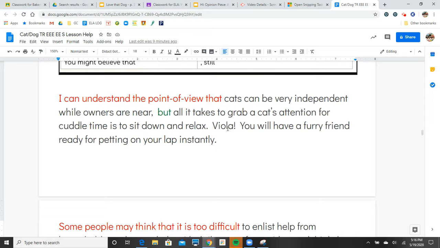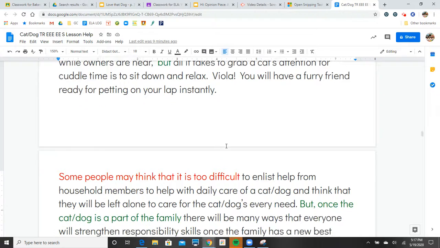I can understand the point of view that cats can be very independent while owners are near. But all it takes to grab a cat's attention for cuddle time is to sit down and relax. Now, that could have ended there, but it was extended a little bit, and you feel free that once you write that, if you want to put a little spin or style into it, you are welcome to summarize the end of your paragraph. Voila, you will have a furry friend ready for petting on your lap instantly. A little descriptive scene, teeny one.